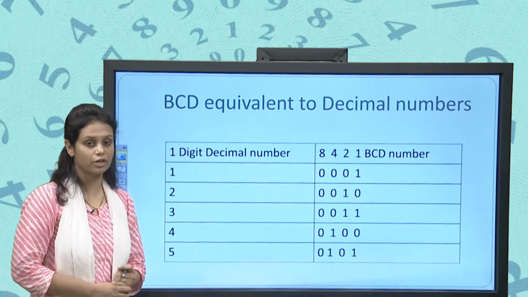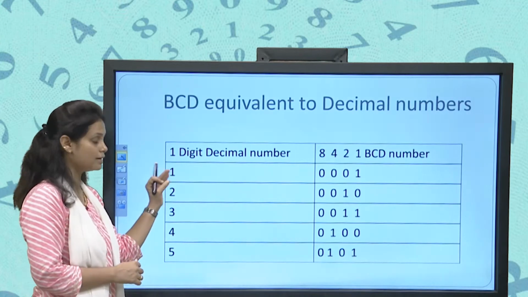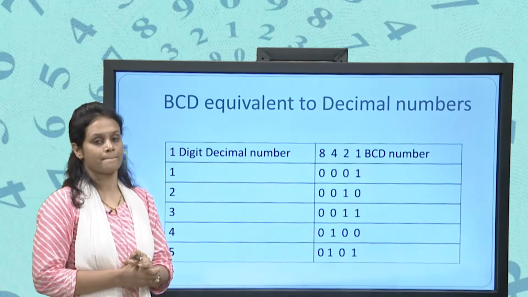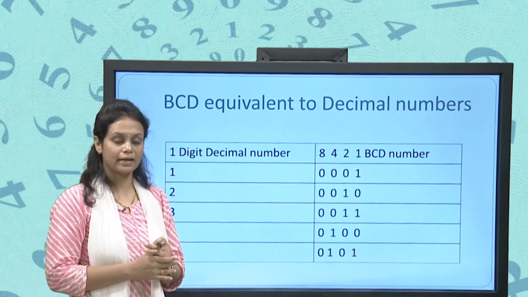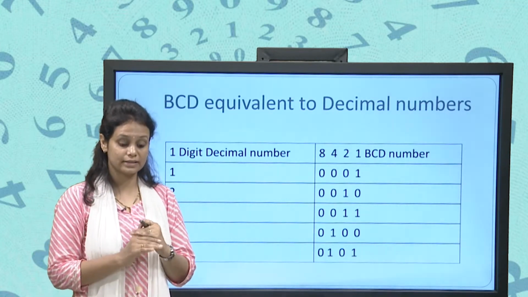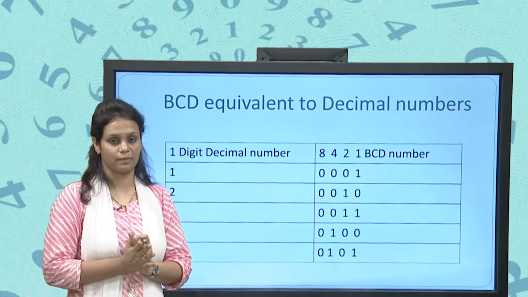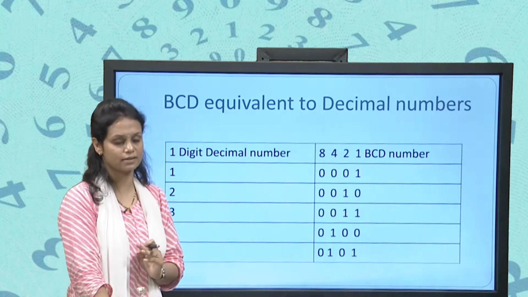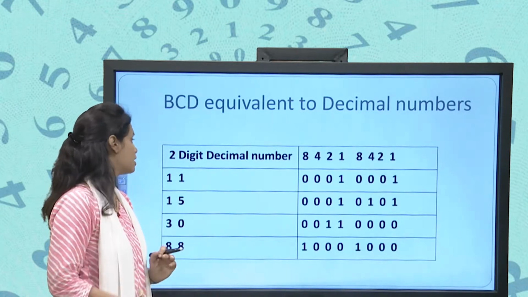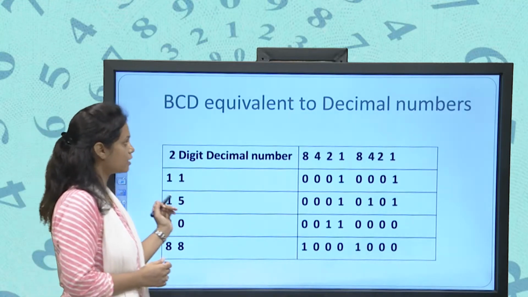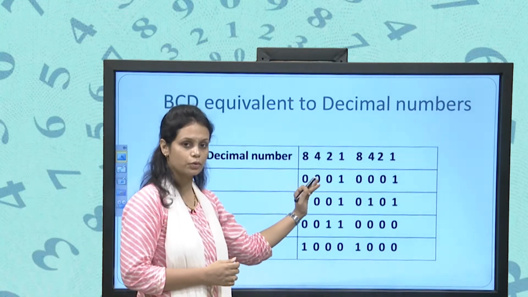See, there is no difference if we are using a single digit decimal number. If we are using a single digit decimal number, then your binary number and your binary coded decimal are the same. But what if we are using a 2-digit decimal number? Fine, we will see some examples on 2-digit decimal numbers. These are 2-digit decimal numbers and we will convert them into binary coded decimal.